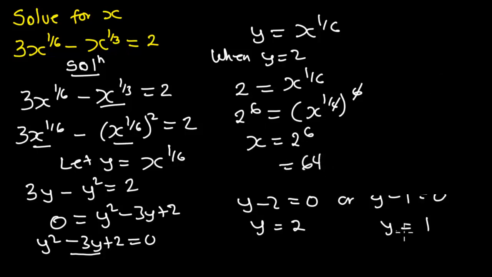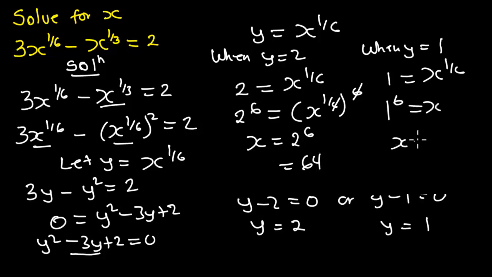And so let's consider when y is equal to 1. So when y is equal to 1, we are going to have y equal to x to the power 1 over 6. And so raising both sides to the power 6, we are going to have 1 to the power 6 is equal to x. And x will be equal to 1. So x equal to 1 and x equal to 64 are the two values of x that will satisfy this equation.